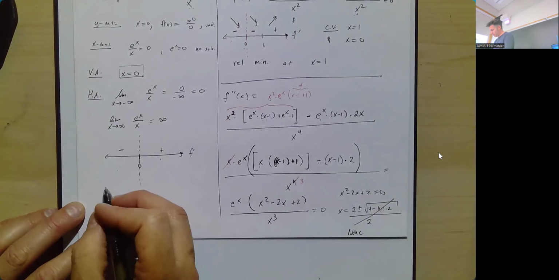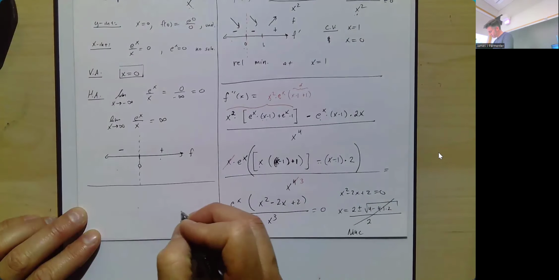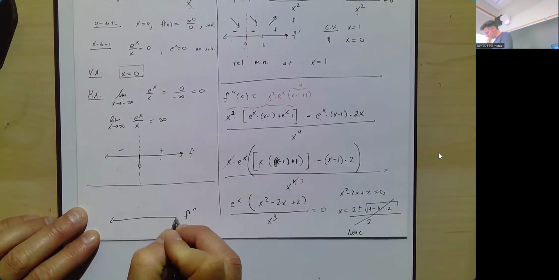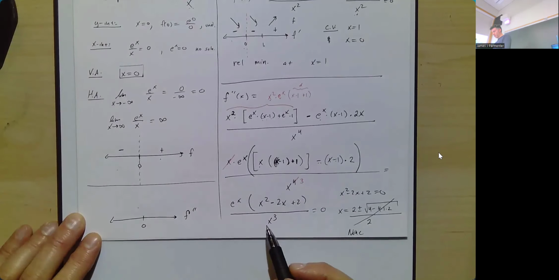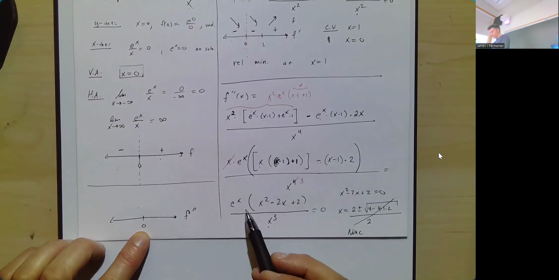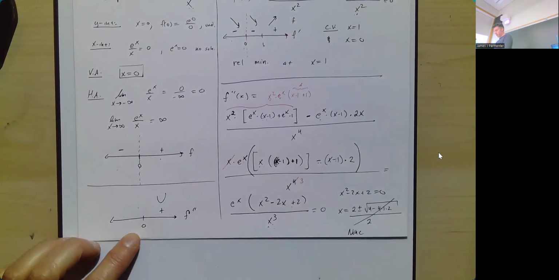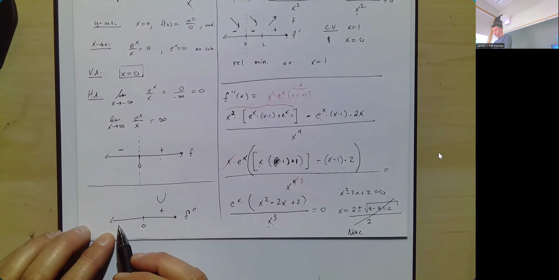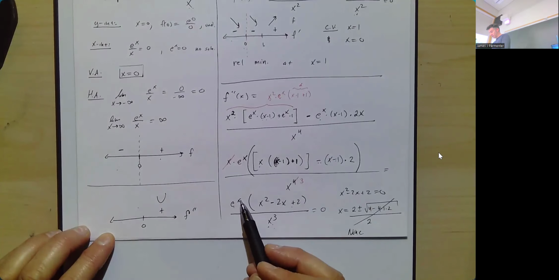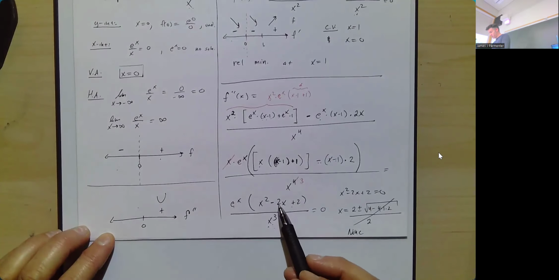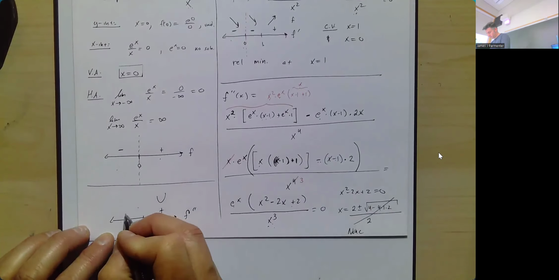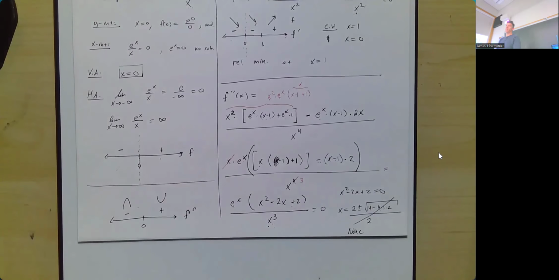So here, making my second derivative sign chart, the only value of note is 0. If I pick a number larger than 0, like 1, the numerator is, let's see, e to the 1 is positive, 1 minus 2 plus 2 is positive, and 1 is positive. It's going to be concave up over here. And then left of 0, pick a number like negative 1: e to the negative 1 is positive, negative 1 squared minus 2 times negative 1 plus 2 is positive, but the denominator is negative. So concave down, concave up.